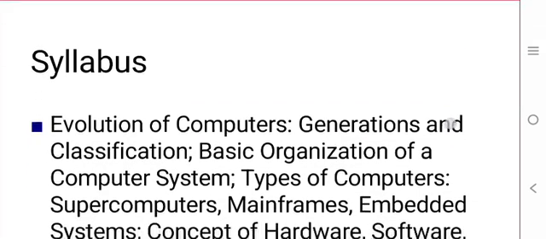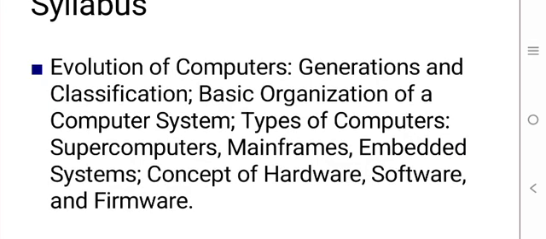Good morning, everyone. Today I am going to start Unit 1, Introduction to Computers and Computing. This unit will help you understand what a computer actually is, how it works, how it evolves over time, and what the different types of computer systems around us are. Now the next one is the syllabus.